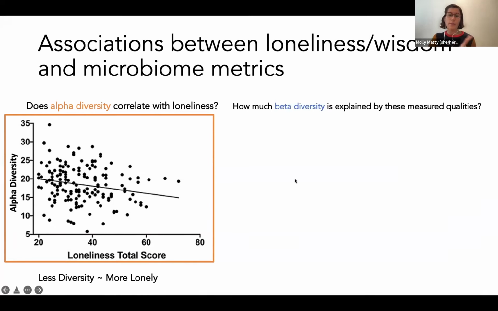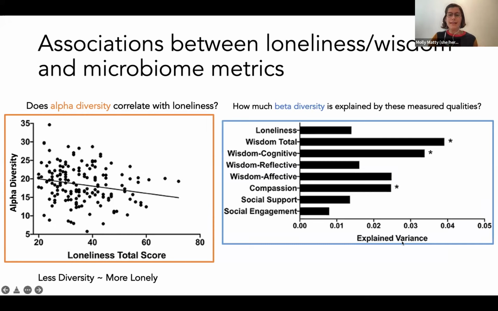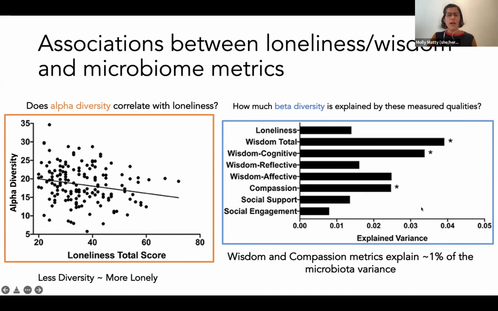Now we can also ask the beta diversity question, how much of the difference between these groups is explained by the qualities we've measured. And they do this by showing us how much variance or how much difference between the microbiome is explained by the scores on these tests. So there's this total wisdom test that actually explains about 0.04% of the variance in the microbiome. And this wisdom, this cognitive wisdom one, is a little over 3. And so what we're seeing here is that wisdom and compassion and these other metrics explain about 1% of the difference in the microbiota. And you might be looking at these graphs and think to yourself, what does this mean?